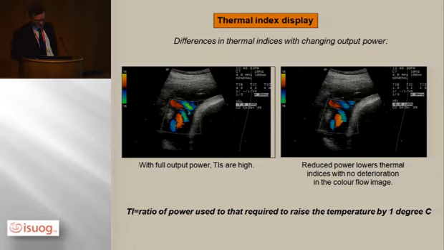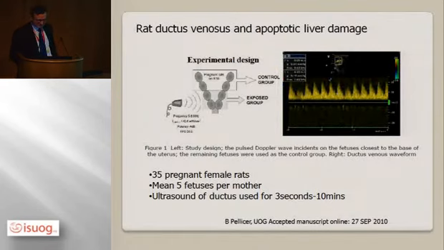Very significant heating effect. A TI is the ratio of power used to that required to raise the temperature in tissue by 1 degree centigrade. Does this matter at all? Well, I'm going to just show you 2 recent papers.